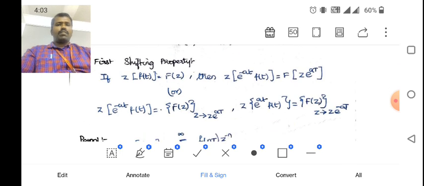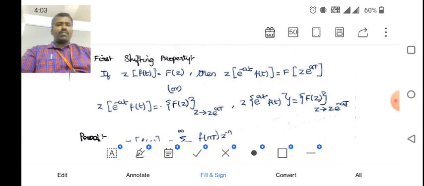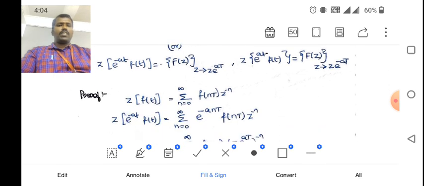If Z of f(t) equals capital F(z), then Z of e power minus at f(t) equals F(z) with z tends to z e power at. And Z transform of e power at f(t) equals F(z) with z tends to z e power minus at.